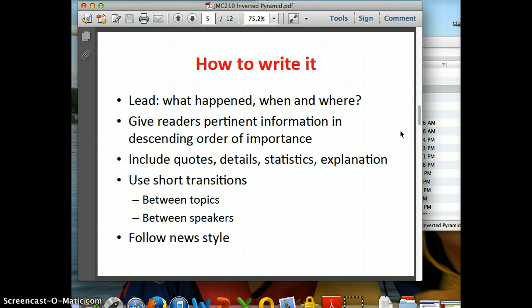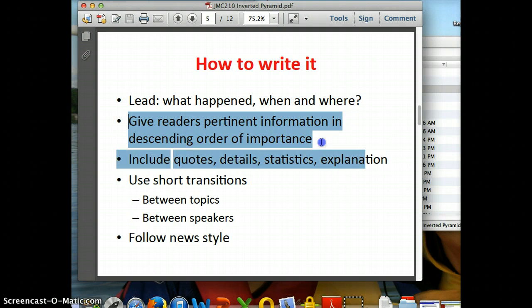So how do you write an inverted pyramid story? You start with the lead. The lead of an inverted pyramid story summarizes the story. It tells what happened, when it happened, and where it happened. That's it. A lead is one sentence, very quick, concise, not too long. Tell people what happened, when, and where.